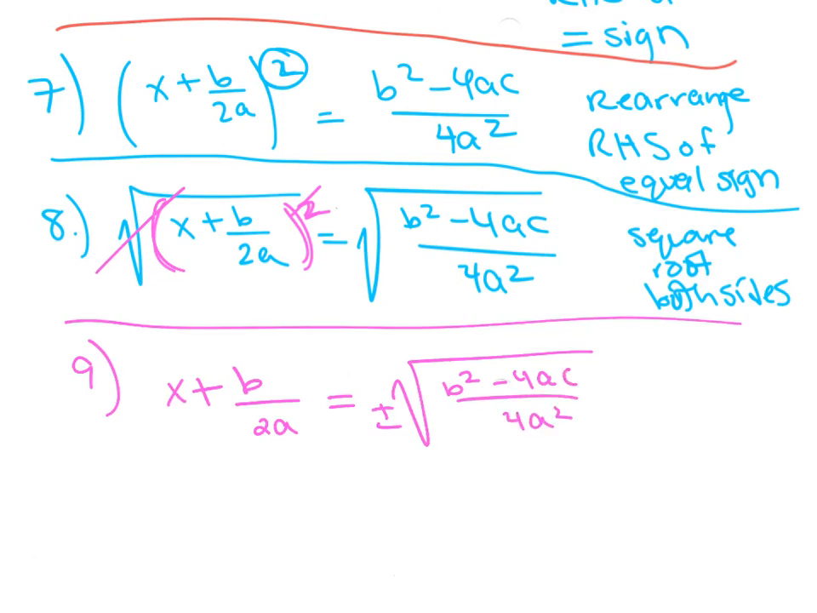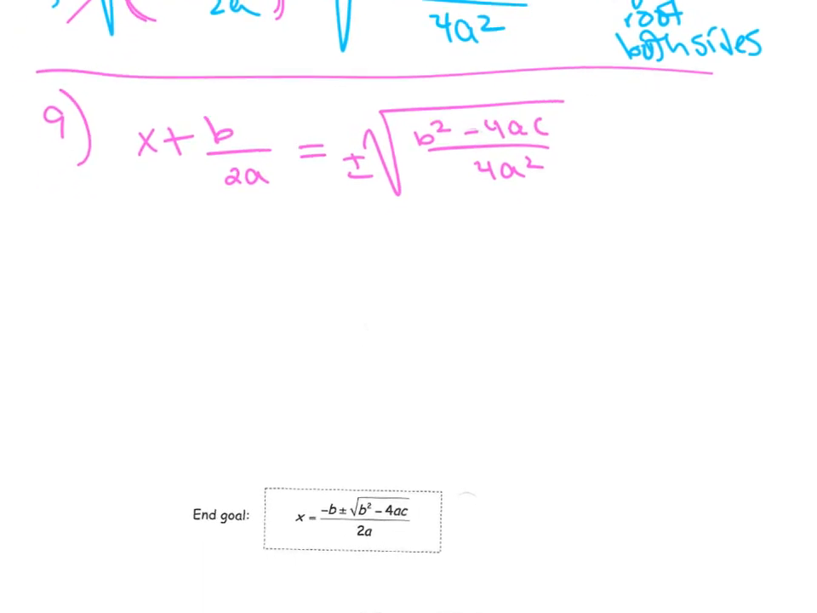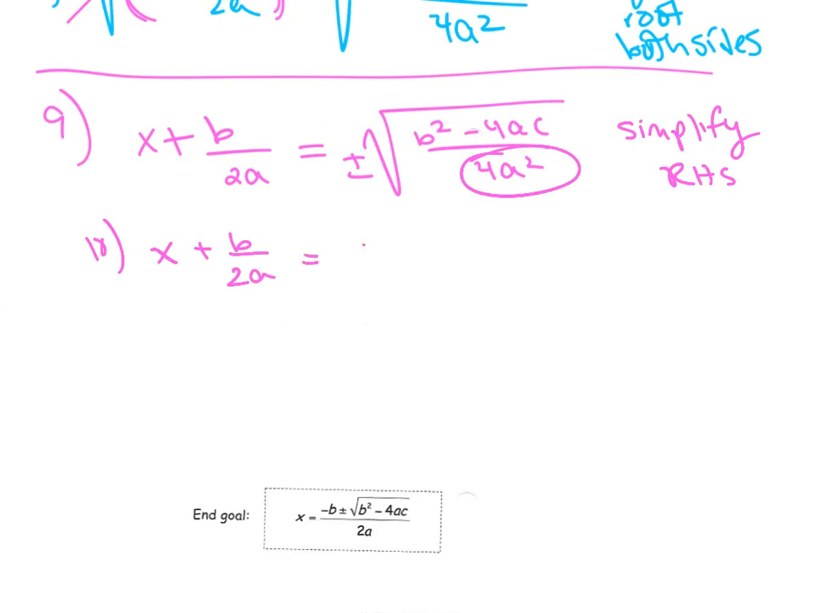Now, we can simplify the right-hand side, right? If I simplify the right-hand side, I can take the square root of this denominator. I can leave this as my x plus b over 2a is equal to plus or minus the square root of the numerator, and take the square root of the denominator. The square root of 4 is 2, and the square root of a squared is a. And we're almost done. We're just going to bring over our negative. We're going to bring over the positive b over 2a, which will make it negative b over 2a.